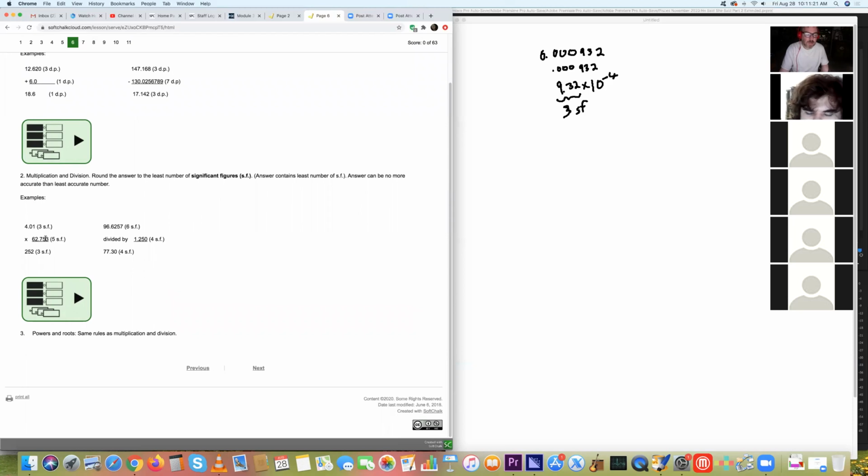Multiplication and division is a little bit different. We use total number of significant figures, not just places past the decimal point. So for this one here, we've got 4.01 times 62.753, 3 significant figures, 5 significant figures. The answer again comes out to be 3 significant figures. So again, it's the lowest number of significant figures that you have to use here from your numbers to get the answer.